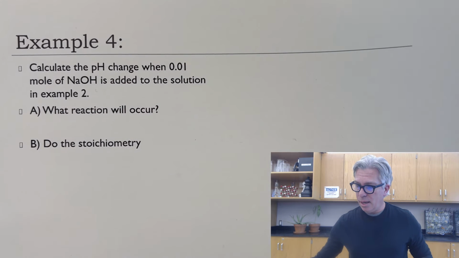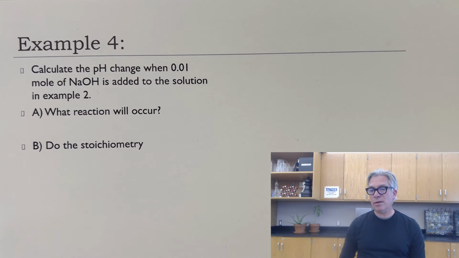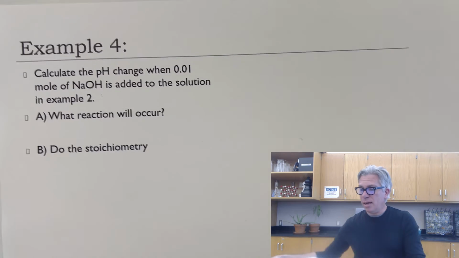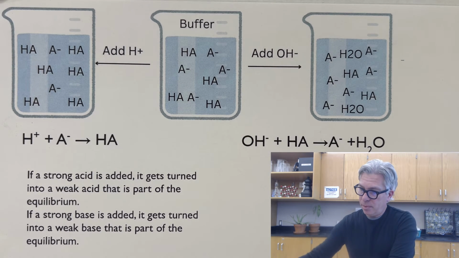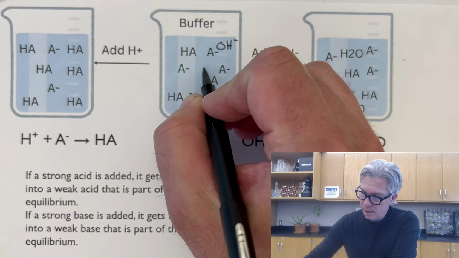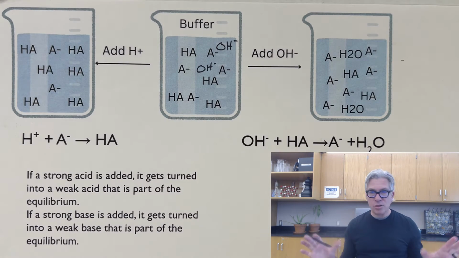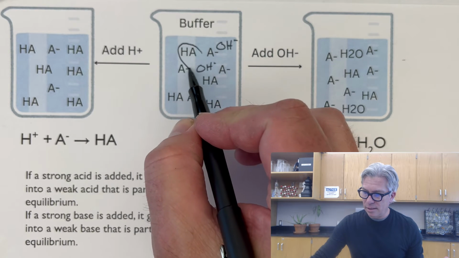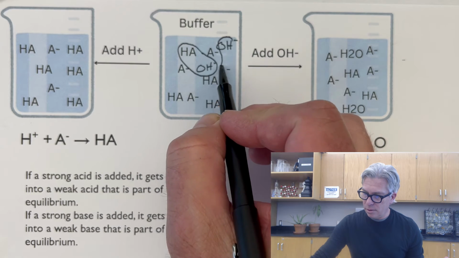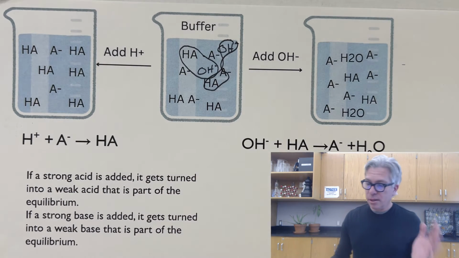All right, now let's take a moment and calculate the pH change when 0.01 moles of NaOH is added to the solution in example 2, which is our buffer solution that has hydrofluoric acid and sodium fluoride in it. Now, first of all, there's a bunch of steps you've got to do for these, and one of the first things is to figure out what reaction is going to occur. So if I'm adding OH to my buffer solution, remember those OHs are going to drop in, they're going to case the joint, and they're going to look around and see who's there, and the best thing they have to react with is the acid. Okay, so we'll get those hooked up there. And they're going to react with the acid.